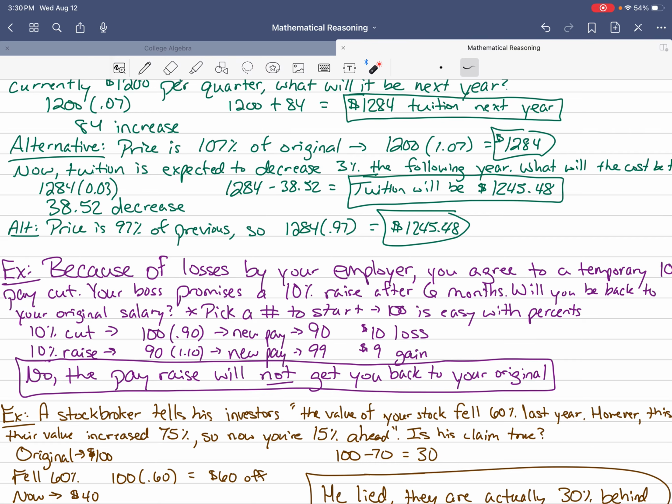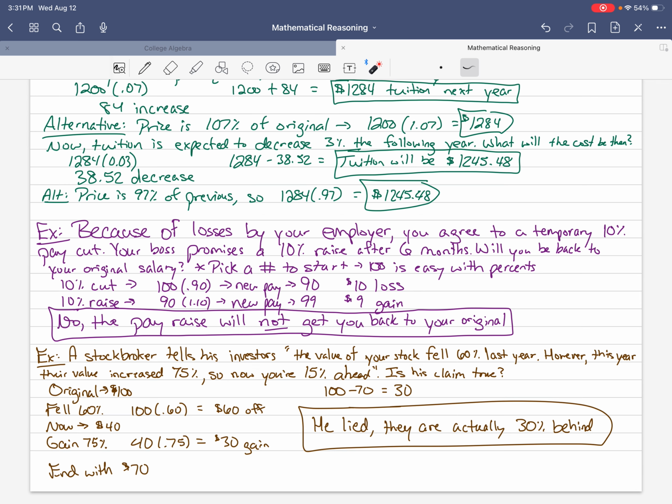A stockbroker tells his investors the value of your stock fell 60% last year. However, this year, their value increased 75%. So now you're 15% ahead. And they want to know, is his claim true? And if you just look at it, you might think, sure, 75% minus 60%, that comes out to 15. So yeah, guy's telling the truth. But this is why it's important to know how to work with percentages. Because, sure, he's going to tell you something like that, but the math may not actually check out.